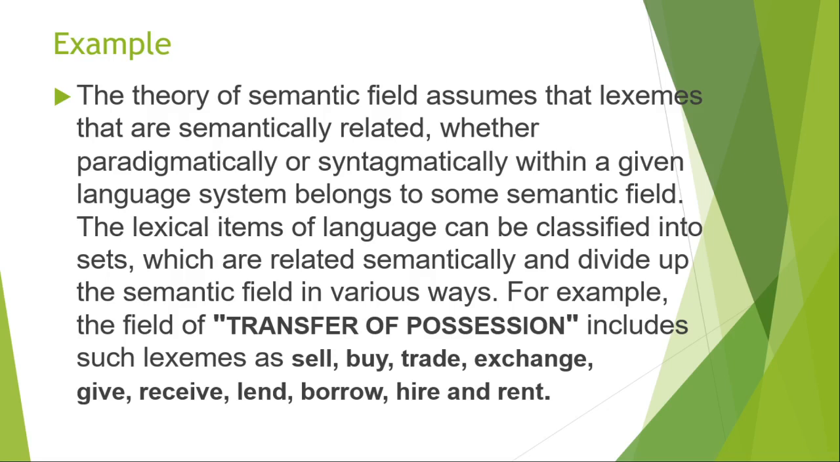Now, these semantic associations between lexical items in any language can be paradigmatic choices or syntagmatic relations. But the basic theme is that there will be a relation between meanings, whether that is paradigmatic choice or syntagmatic relation. Look at this example, transfer of possession. Now look at the semantic field or the semantic network of these lexemes: sell, buy, trade, exchange. They all have semantic relations with each other.